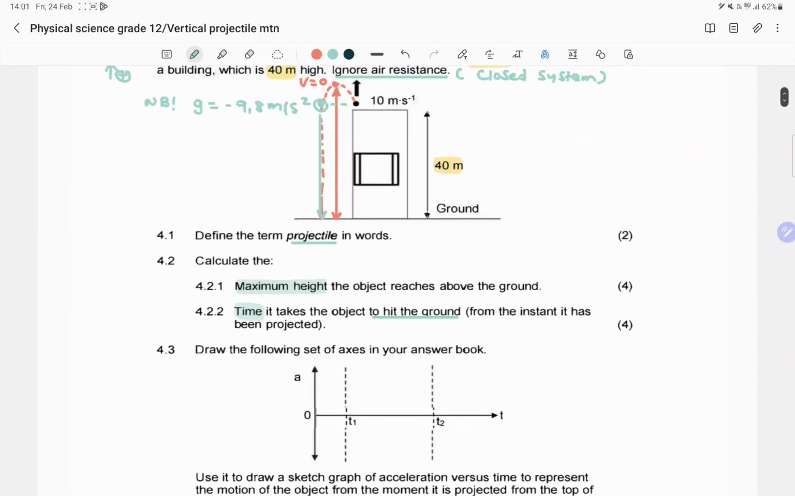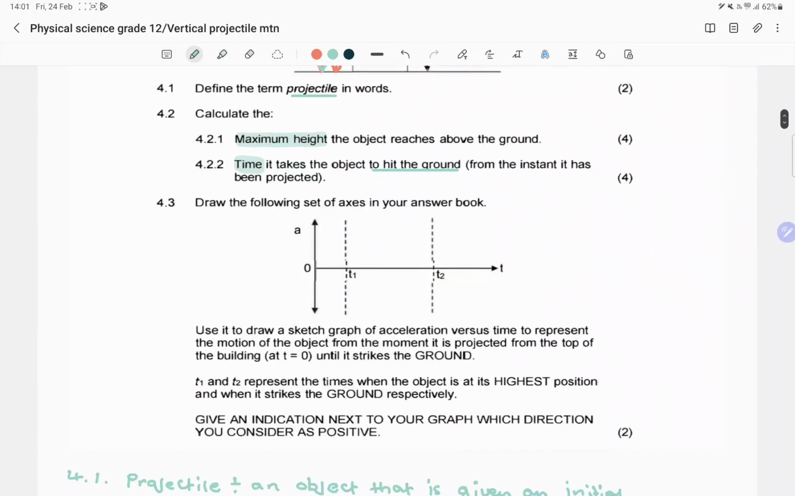Okay, easy. Now 4.3 says, draw the following set of axes in your answer book. That is what we can see there. Use it to draw the sketch graph of acceleration versus time to represent the motion of the object from the moment it is projected from the top of the building at t0 until it strikes the ground.